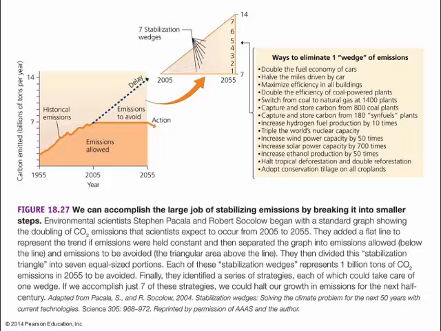Capture and store carbon from 180 synfuel plants. Triple the world's nuclear capacity and increase ethanol production by 50 times. We will discuss nuclear energy and ethanol when we discuss conventional energy alternatives. Increase hydrogen fuel production 10 times and increase wind and solar capacity by 50 and 700 times respectively. We will examine these energy sources when we discuss new renewable energy alternatives. Halt tropical deforestation and double reforestation efforts. And finally, adopt conservation tillage on all croplands.